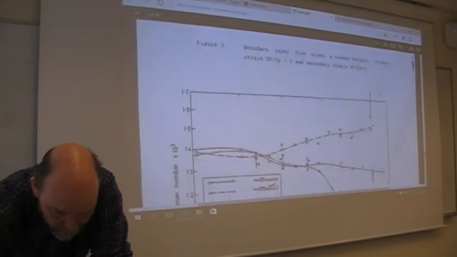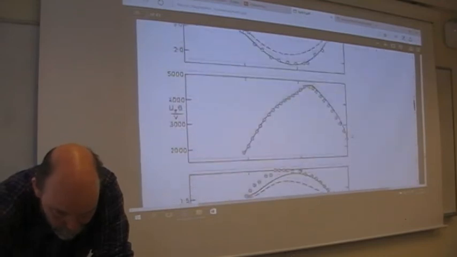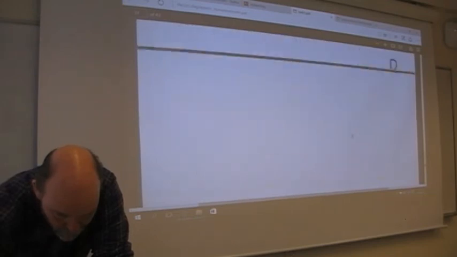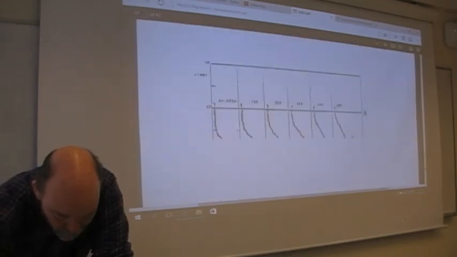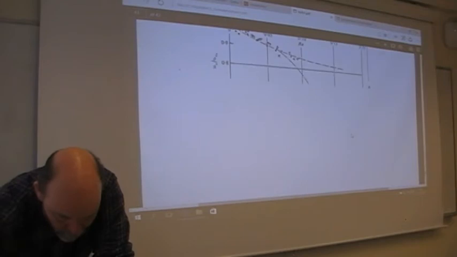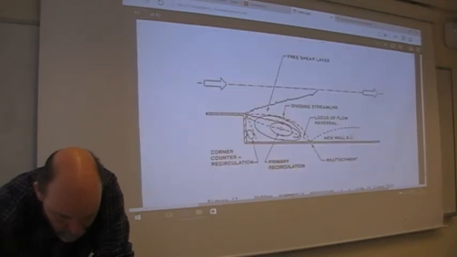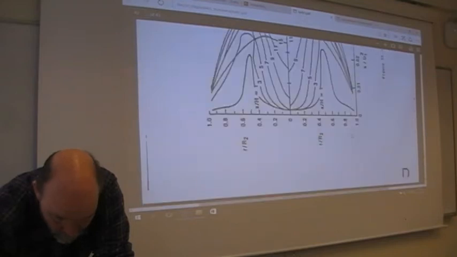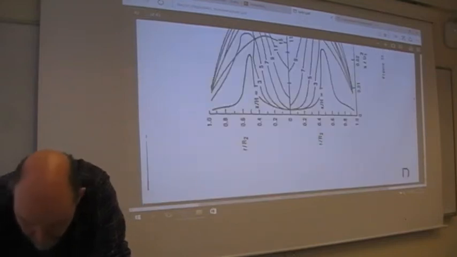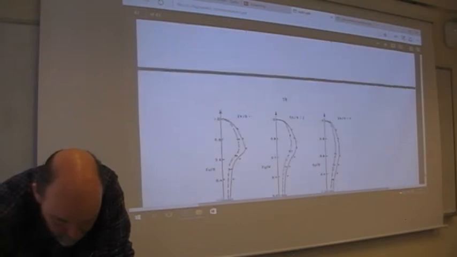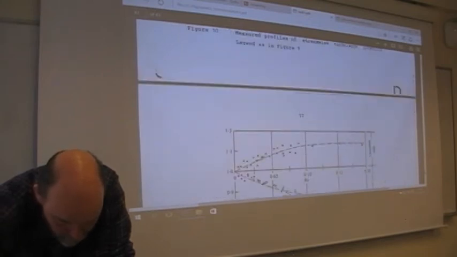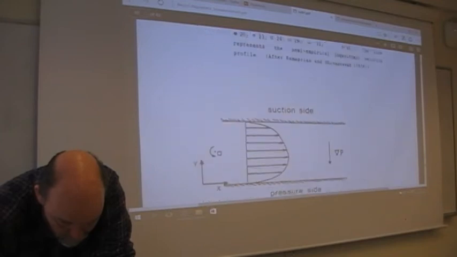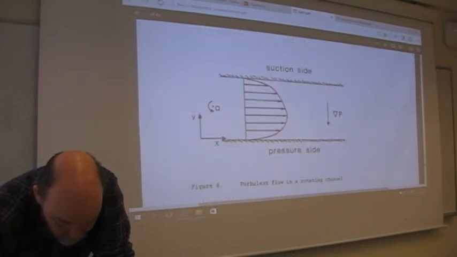When it comes to turbulence, no sorry, rotation, should be here somewhere. No, I missed it. Here we go.